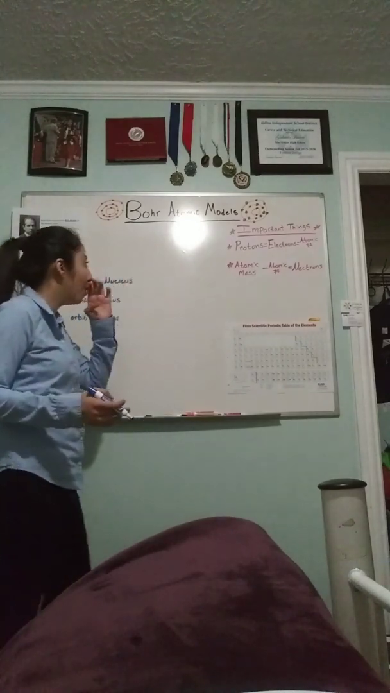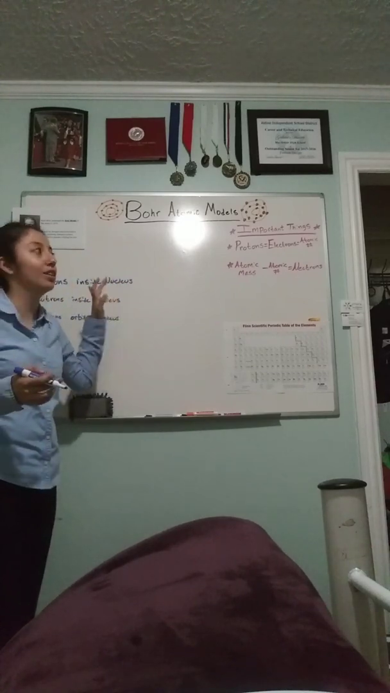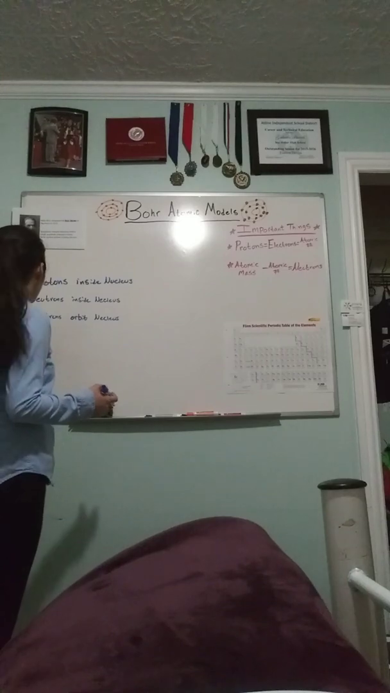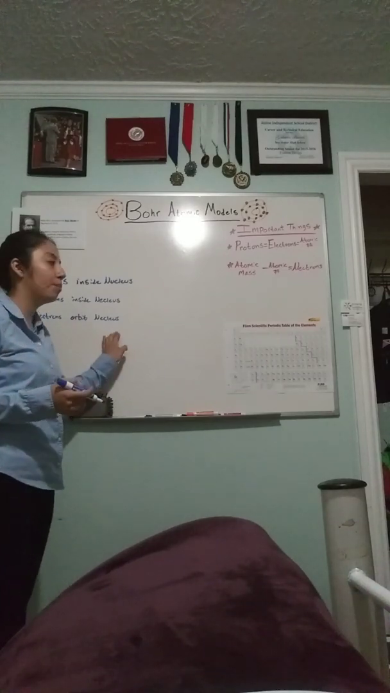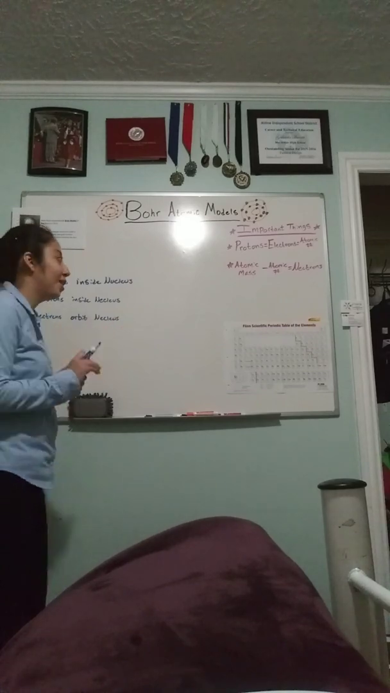Really important things to know about Bohr's atomic models: protons always go inside the nucleus. Neutrons always go inside the nucleus, and electrons always orbit the nucleus. Let's start.